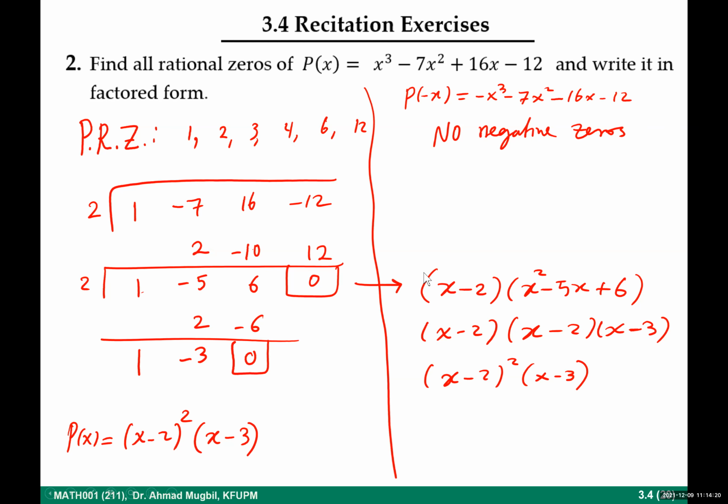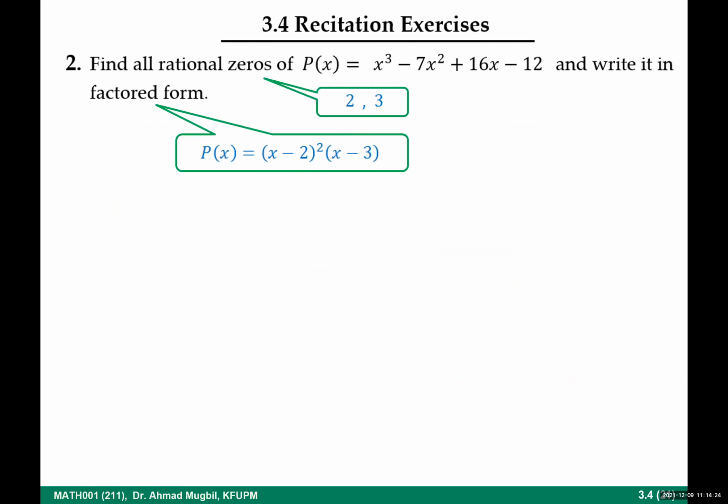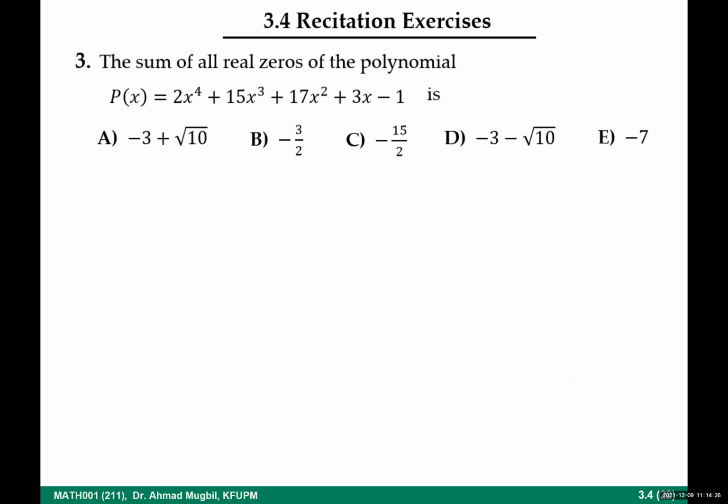Any question about that? Now, if you didn't solve this exercise, you should be able to solve this, please. The sum of all real zeros of this polynomial. So he is asking about the sum of the real zeros.